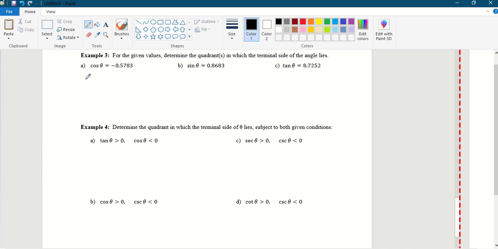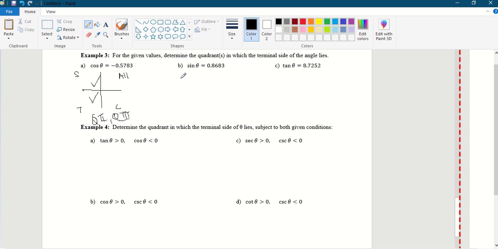0.5783. So let's quickly sketch this. We will sketch something like this, and then we write all S, T, C, or C-A-S-T. It doesn't matter how you remember this. Now cos negative. We know all are positive in the first quadrant. Sine is positive here, so cos will be negative there. Cos will also be negative in the third quadrant and positive in the fourth quadrant. So our answer will be quadrant 2 and quadrant 3.